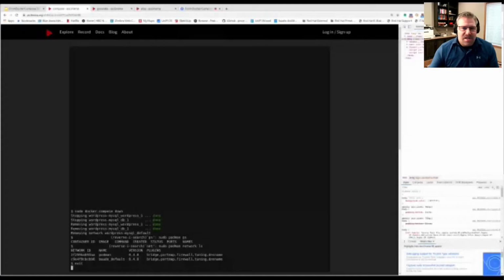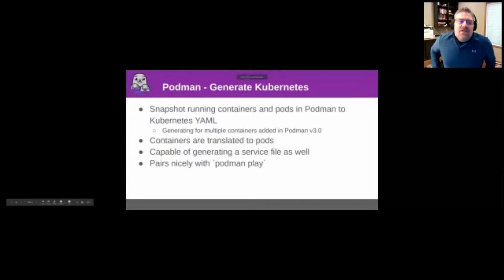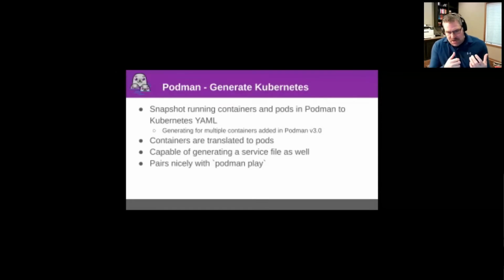We haven't taken the next step yet, which is to run a command in Podman called generate kube. What generate kube can do is snapshot running containers and pods that you have in Podman and translate that into valid Kubernetes-based YAML. At this time, you can snapshot multiple containers, or a single container or a pod.